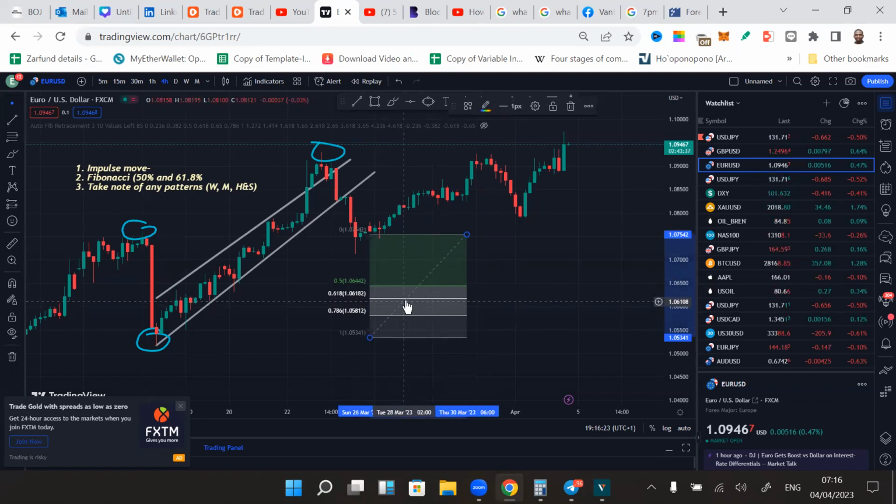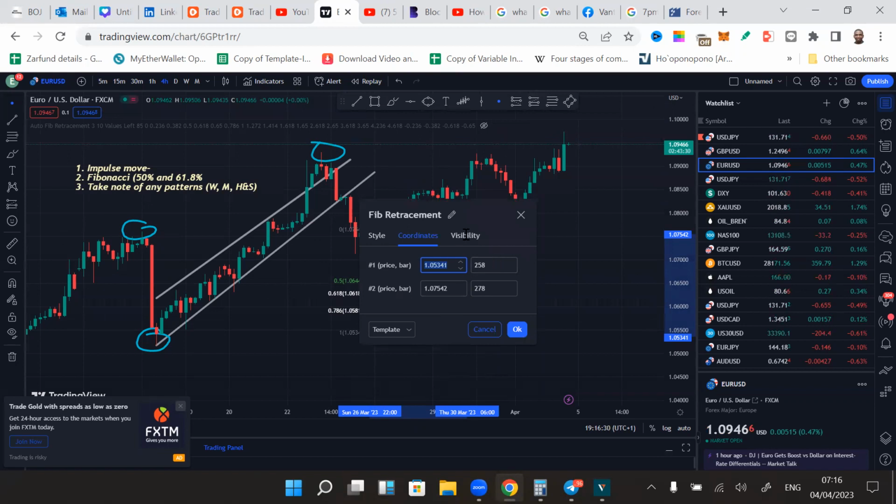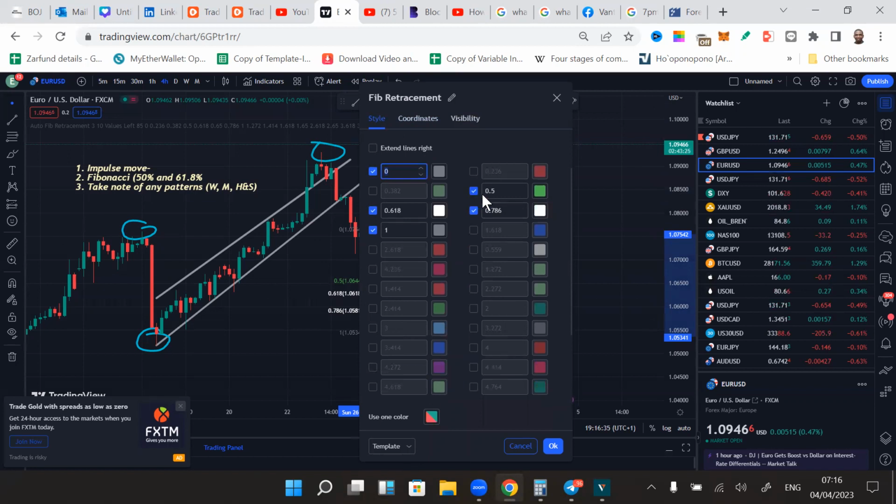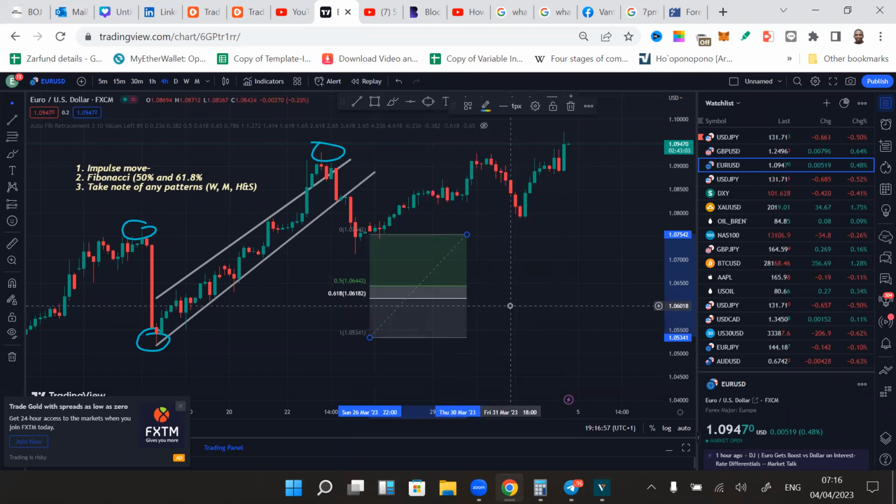So let's look at it. Once I click on this, look at the edit tool here, edit here. I click on settings. So when I click on settings, I go to style. Style, you see that 0.5 is selected. I'll show you how to do this on MT4 too. So 0.5 is selected, 0.618 is selected, 0.786 is also selected. So what I do is I deselect 0.786 and I click OK. So you can see now I have just 2 lines left.